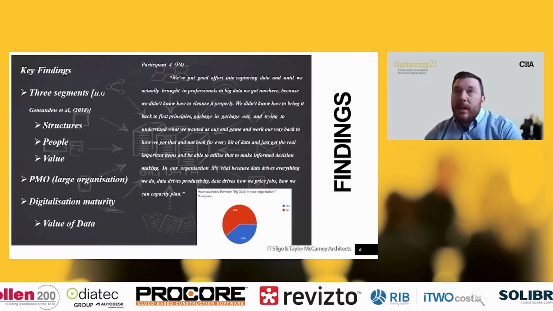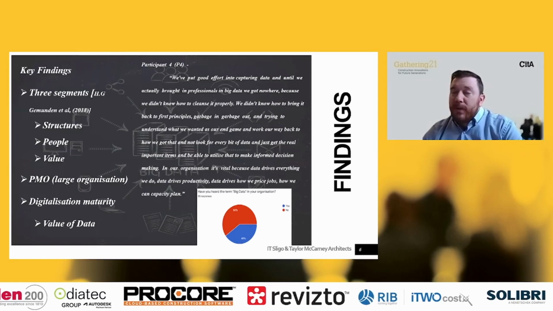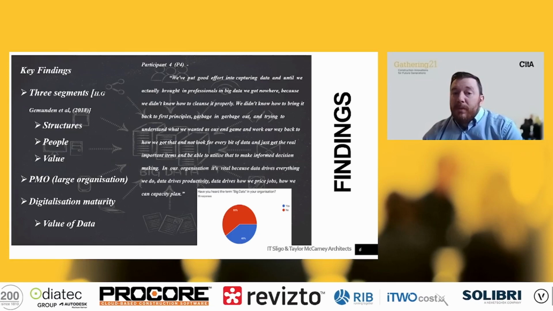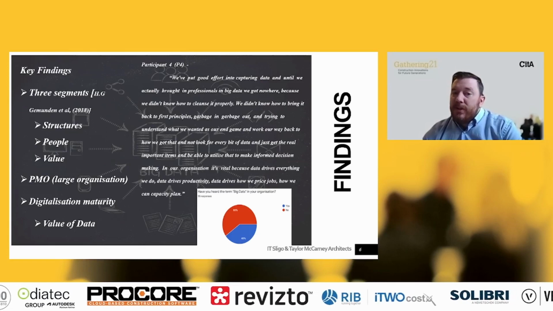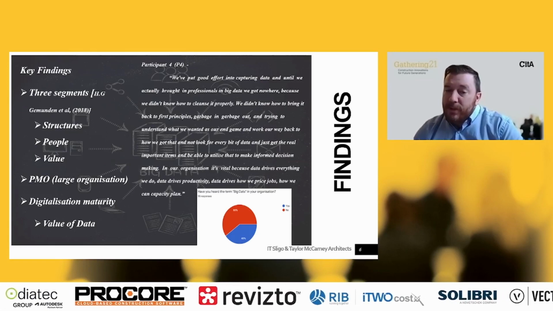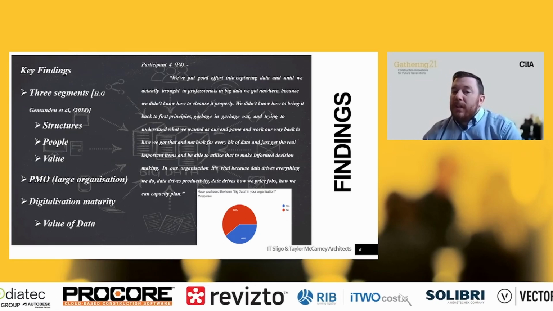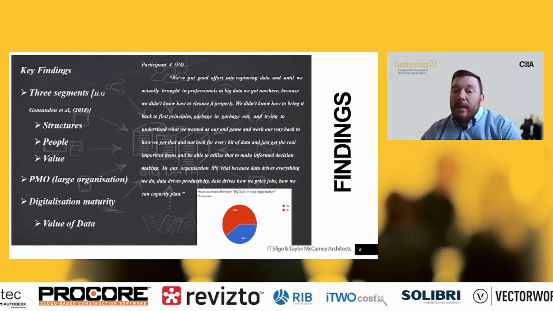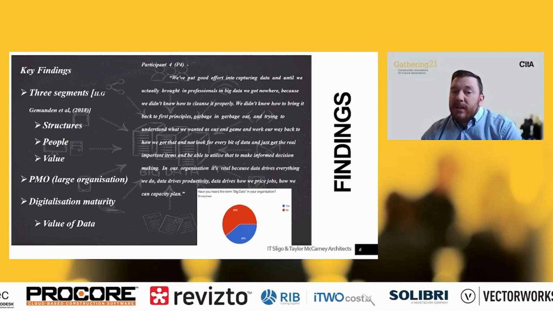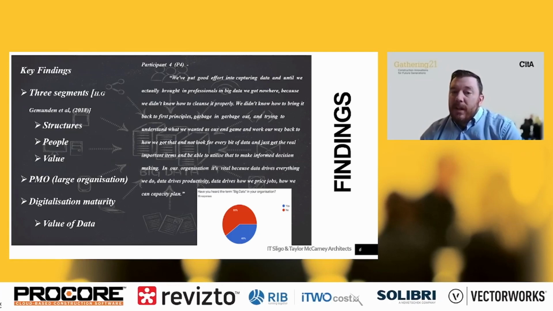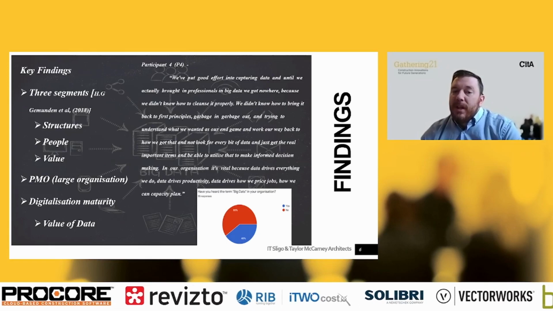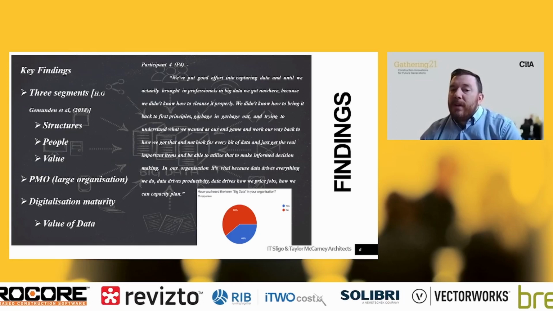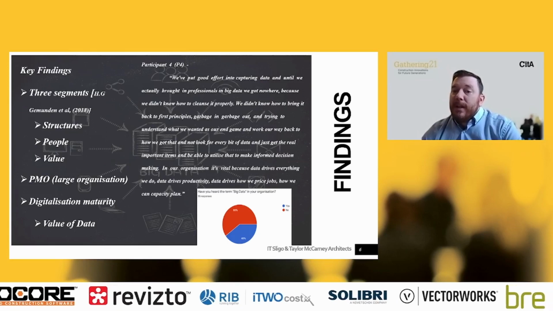So just key findings, I suppose, from my research. On multi-project management, the literature review proposed a model that consisted of 3 segments: structures, people, and values. And this model suggested that it would increase innovation and exploit the information delivered by projects faster, which would provide greater value for decision makers.